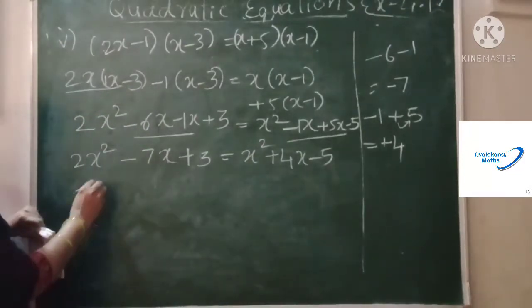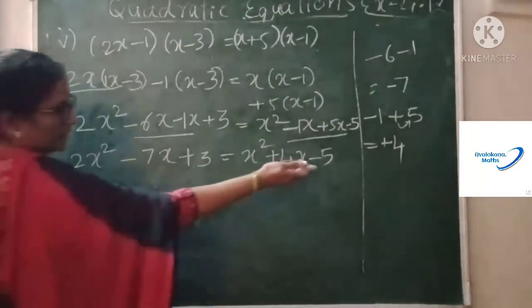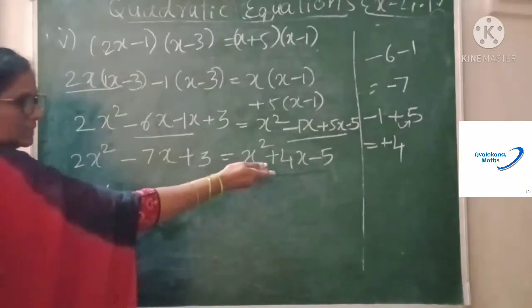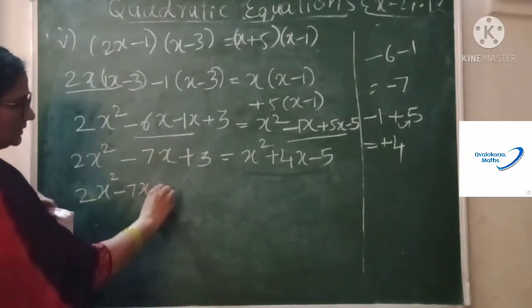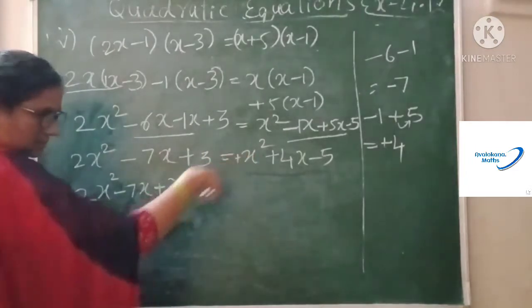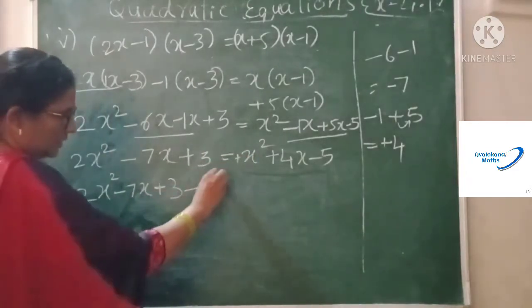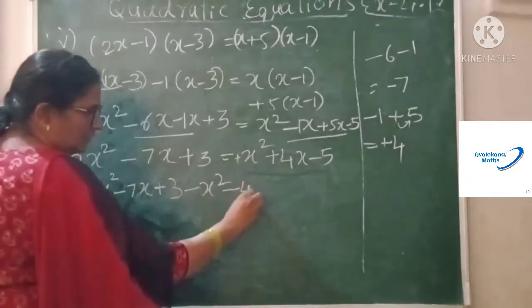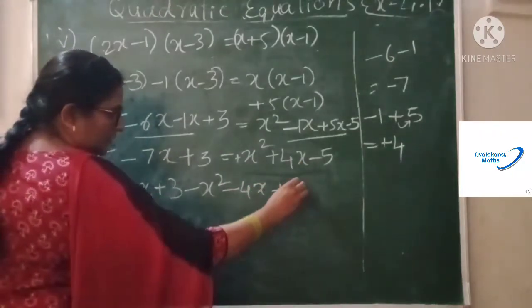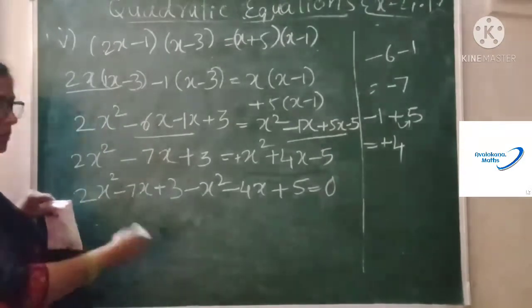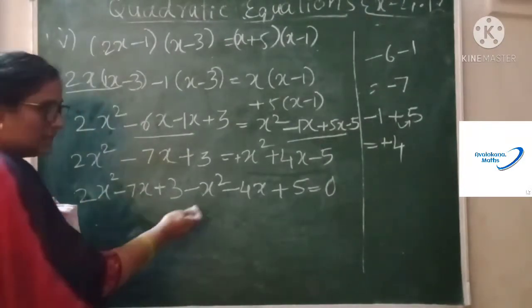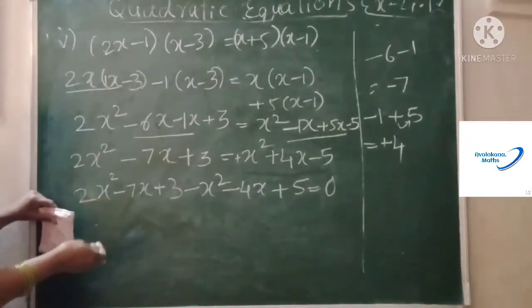Now look at this one. Yes, what is the next step? Transferring the term from RHS to LHS. 2x square minus 7x plus 3 as it is, nothing means it is plus. Minus x square plus becomes minus, 4x minus becomes plus 5. While solving now, one thing I want to say, you just say and solve the problems just as I am reading so that you will become perfect with that.